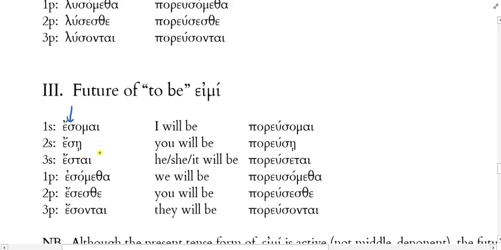And did you notice that the endings are the middle passive endings? See that? So in the future, we're using middle passive endings. Whereas in the present, which forms did I use? I used the primary active endings, didn't I? Okay, so in the future, I'm using the primary middle passive.